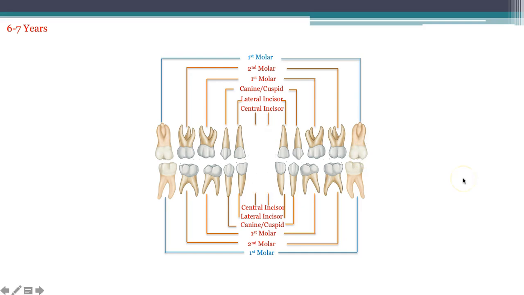Next, around the age of 6 or 7, we lose our baby central incisors. Those are replaced by our adult central incisors. When you lose the baby teeth, the adult teeth don't come in right away. It takes a few months. It can even take longer sometimes. So around the age of 7 to 8, you tend to get your adult teeth in the front.